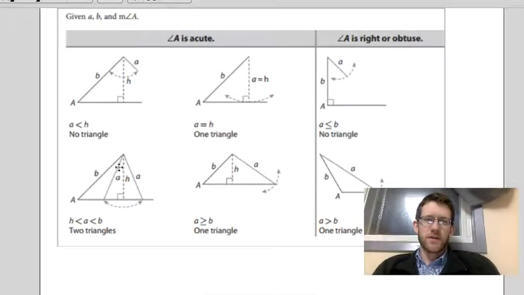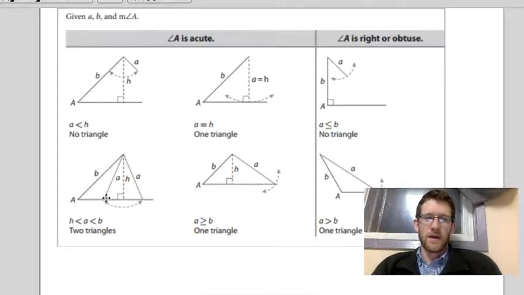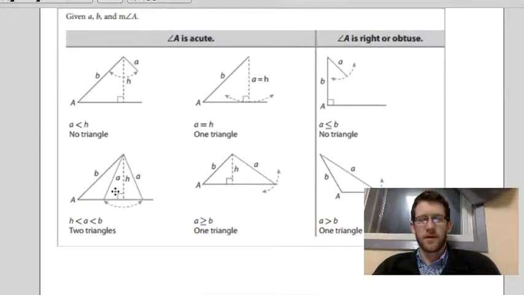Another situation is where our side A is greater than the altitude or greater than the height, but it's still less than side B. At which point it could connect at basically two different points, and we could have two different sized triangles and two different shapes of triangles as well. So this is the main reason why we weren't able to do any sort of congruence theorem using angle side side.